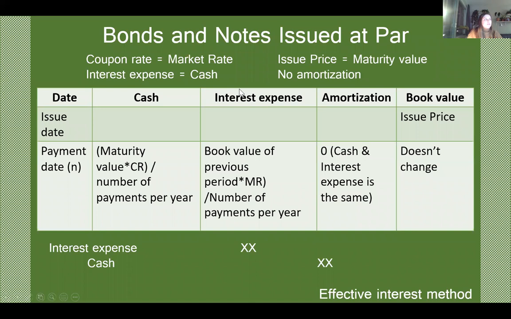So here's kind of like a summary for at par. So here you see that at the issue date, you're going to have in your books the issue price. And then at each payment date, what you're going to find is the cash amount that is paid to the bondholders, the interest expense that you have to record in your books, and then the amortization amount that you're going to calculate to increase or decrease your book value. Since it's at par, you have no amortization amount. And then your calculation for your cash and interest expense is going to be equal. So to find out the cash, you do your maturity value times your coupon rate divided by the number of payments per year. And for your interest expense, it's your book value of the previous period. So in this little table here, it would be your issue date book value times your market rate divided by the number of payments per year.